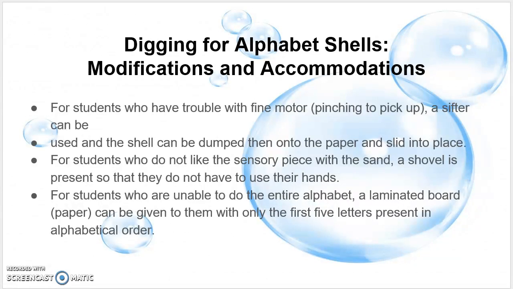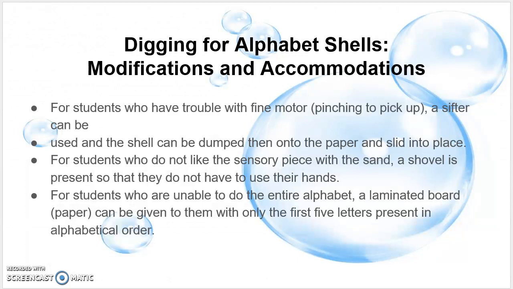There are also several different ways to modify or adapt the lesson to meet the needs of all the students in the classroom. For students who have trouble with fine motor skills such as pinching a shell and moving it to their board, a sifter can be used to find the shells and then dump the shells out onto the paper. The student can then slide the shell over to the appropriate space. For students who do not like the sensory piece of the sand, there is a shovel that is provided for students in order to pick up the shells without getting their hands dirty. Some students who may appreciate this would be students who have autism.